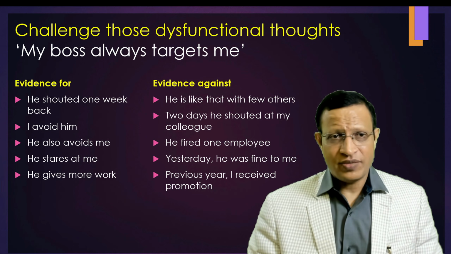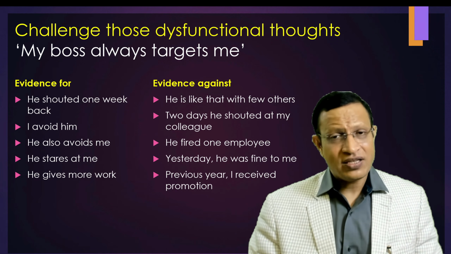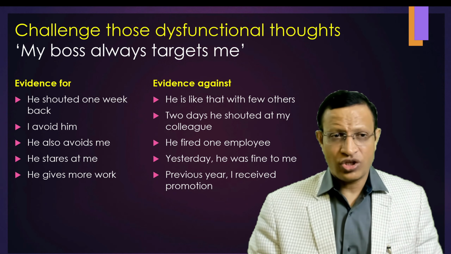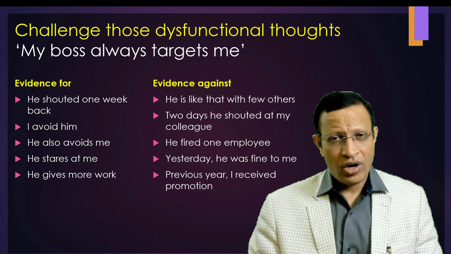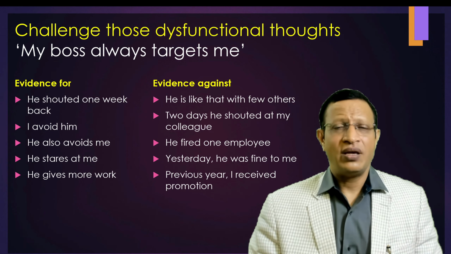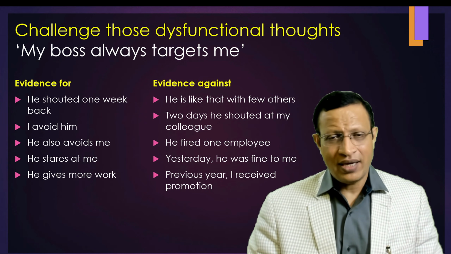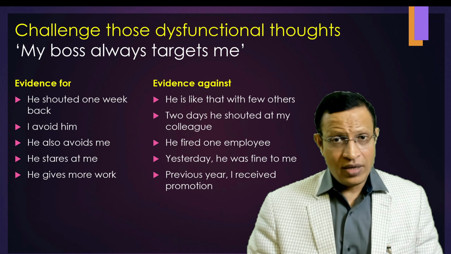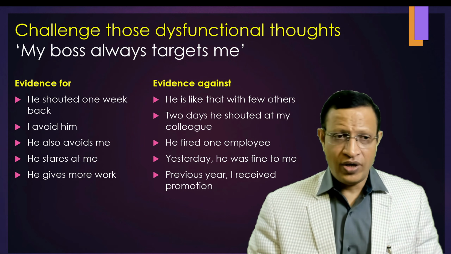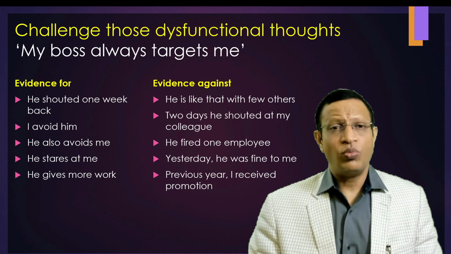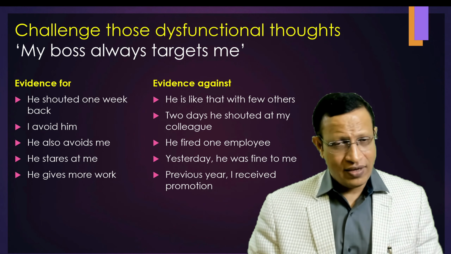And if the patient says, my boss always targets me, ask for evidence. He may say, the boss one week back shouted at me. I avoid him so that he doesn't shout at me. Since I avoid him, he shouts whenever he sees me. So once a week I see him, he shouts at me. At the same time, he avoids me also. At times, he stares at me. He gives more work to me. These are the evidence he gives.